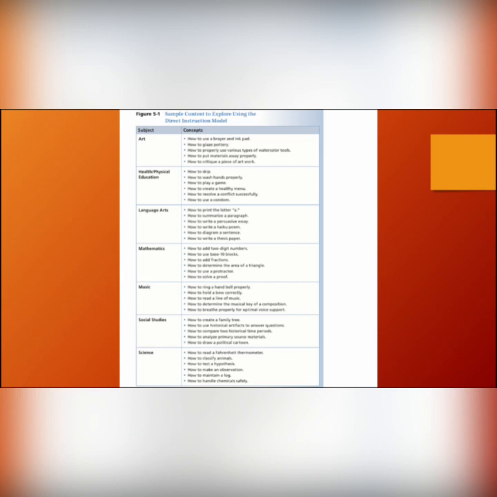And this is figure 5.1. Sample content to explore using the direct instruction model. The subjects are art, health or physical education, language arts, mathematics, music, social studies, science, and their concepts.